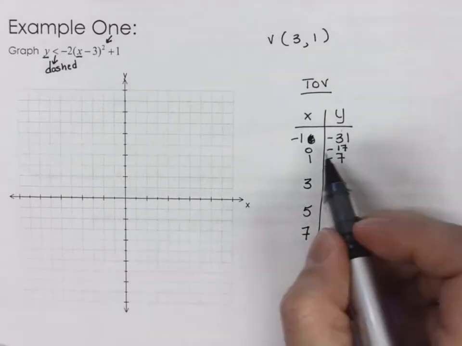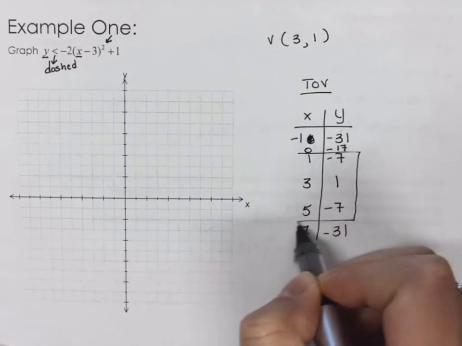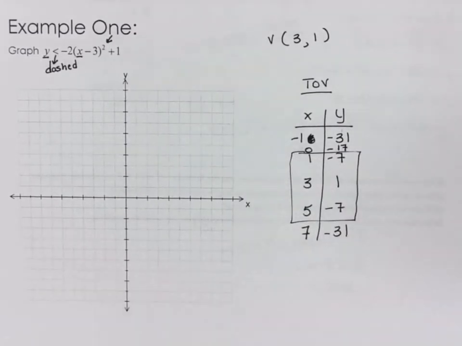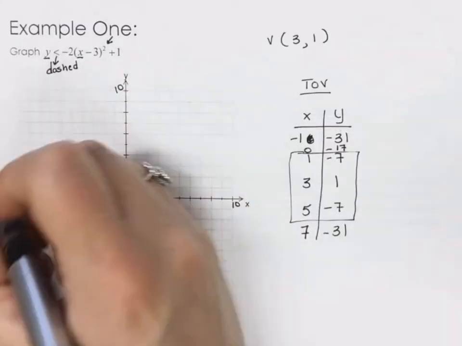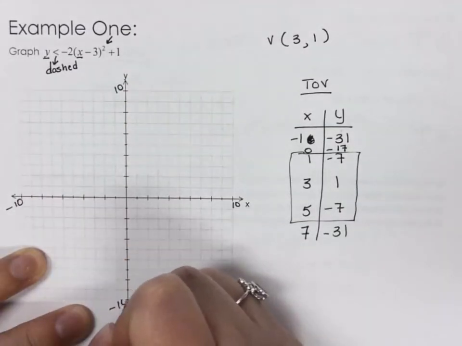I'm probably only going to graph those, because I have no desire to go up to 20s or 30s or anything like that, so I'm going to go ahead and graph. So this is 10. This is 10, this is -10, that's -10.